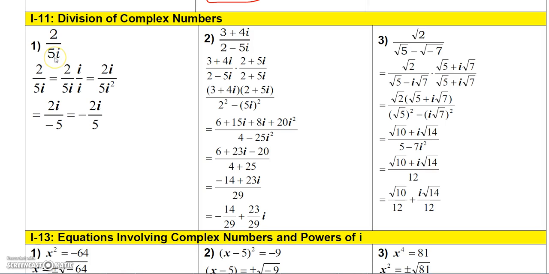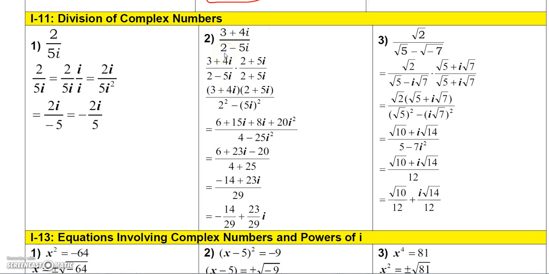So you can actually eliminate this i if you just multiply this term by i over i. So if I take 2 over 5i and just multiply it by i over i, watch what happens. I get 2 times i in the numerator, and then in the denominator I get 5i squared. And remember, since i squared is -1, then 5i squared is just going to be -5. So I end up with 2i divided by -5, or just minus 2/5 i. And so that's the concept there.